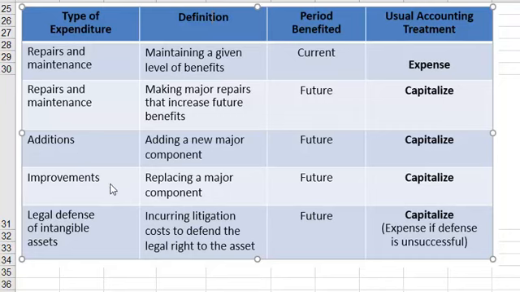Any additions or improvements that also increase the future life, those are going to be capitalized as well. An example of this would be a home and adding a bathroom or a bedroom. And finally, legal defense of an intangible asset. These can be capitalized if the defense is successful.